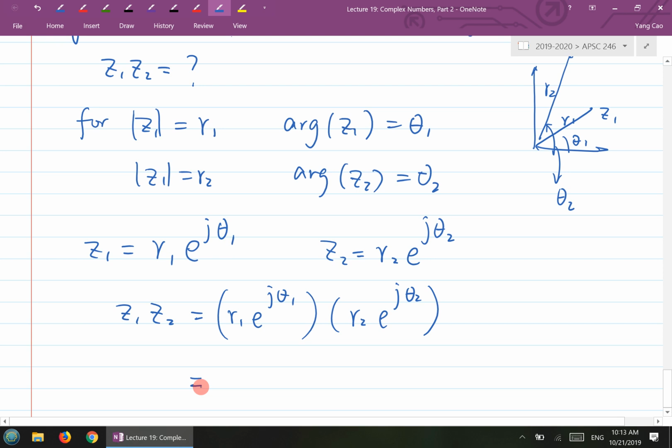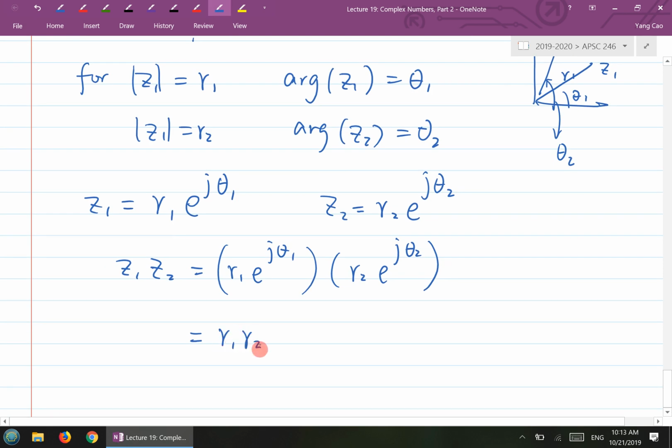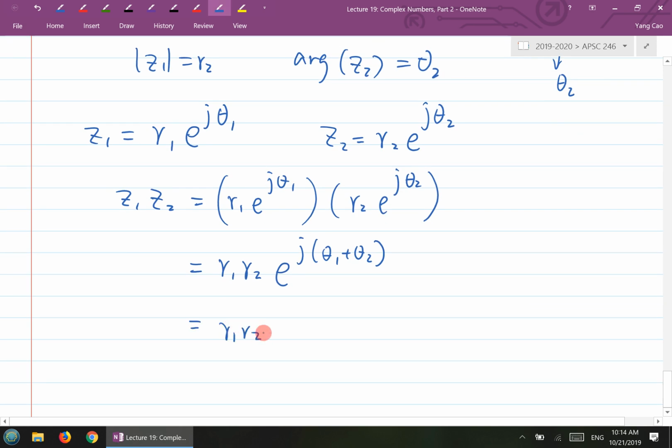So that multiplication could be just r1 r2, and then this is e to the power of what? Theta 1 plus theta 2. And you can always transform this back to the normal complex number, and that's cosine theta 1 plus theta 2 plus j sine theta 1 plus theta 2. Okay. So you will get exactly the same results as if you do the multiplication the standard way, right? This is a multiplication using Euler's way.